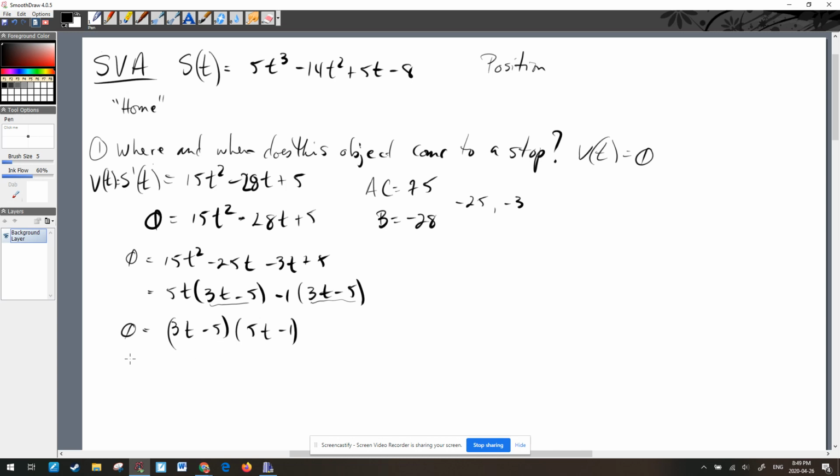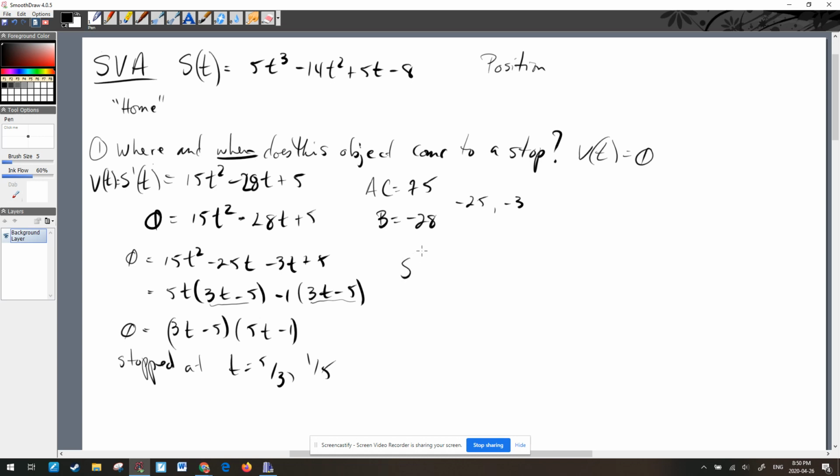It's going to be stopped at t equals 5/3 and t equals 1/5. This is the time they stopped at, so that has answered the when. To answer the where, I'm talking about a position, so I have to take those values and put them back into s at t. I'll do that, and we're going to do s at t.